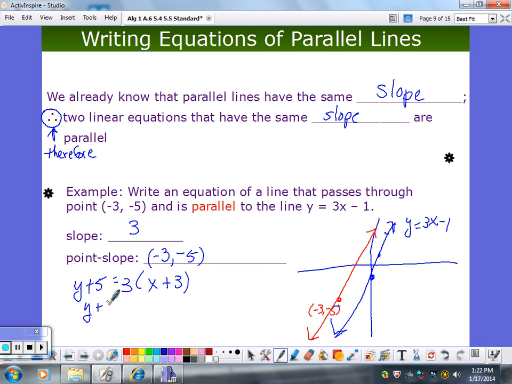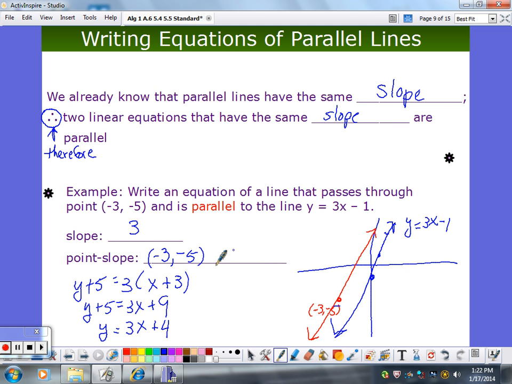Y plus 5 equals 3x plus 9. And then subtract 5 from both sides, and you get y equals 3x plus 4. Wow, that was fabulous. Virtual gold star for you today. That was terrific. How do I know I've done this right?